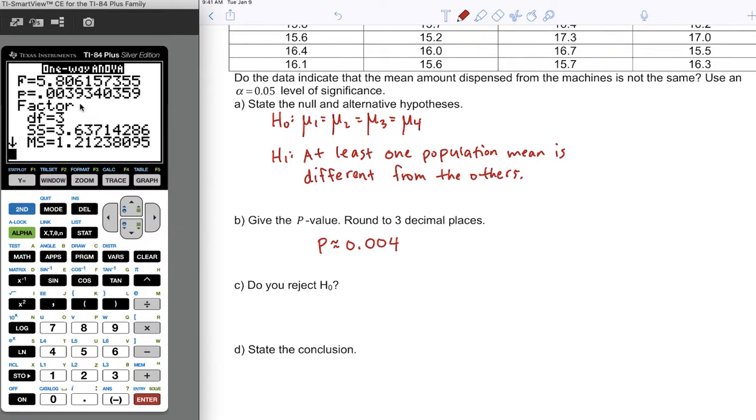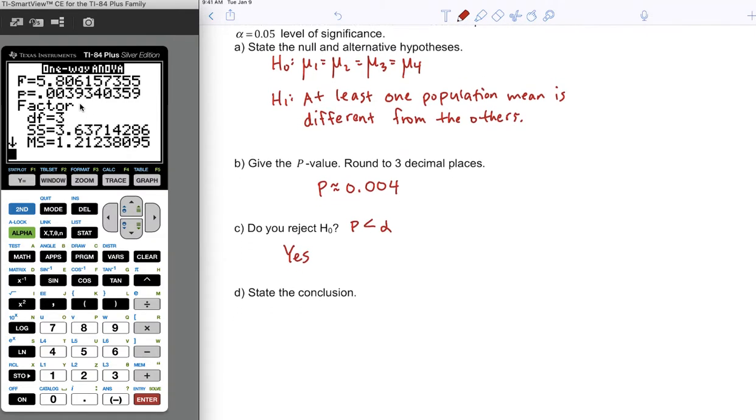Okay, so then it says, do you reject H naught? Well, this is a very low p-value. It certainly is less than our level of significance, alpha equals 0.05. So because p is less than alpha, the answer is yes. We do reject H naught. Our results are considered statistically significant.